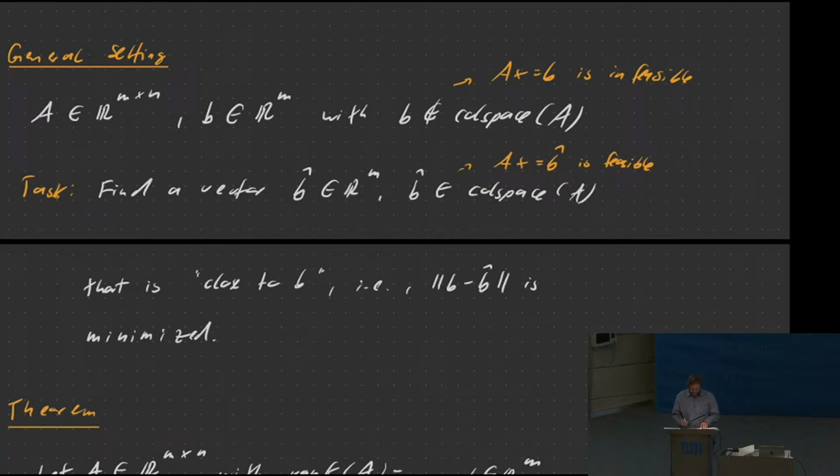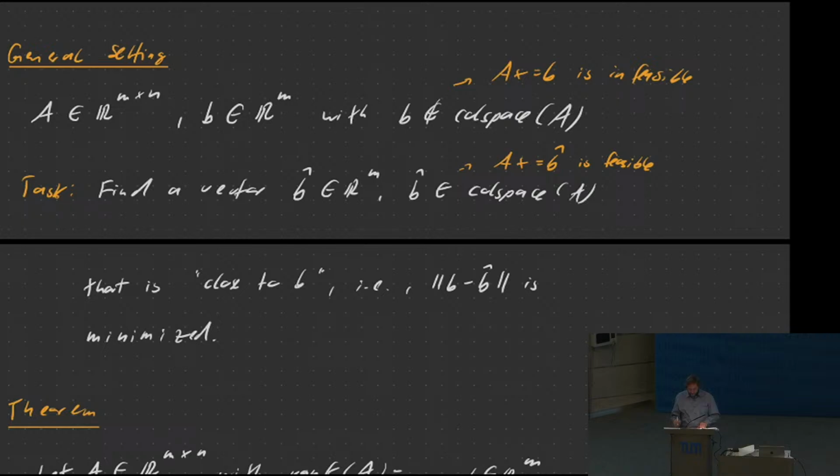In more abstract words, this b here is not in the column space of A, right? If it was, then we could find a solution. So we want to find a b hat that is in the column space of A, and that is close, and by close I mean the difference of b and b hat should be as small as possible. We want to minimize that.